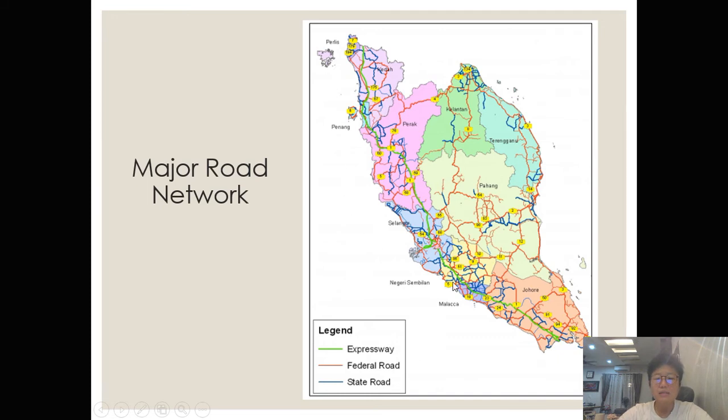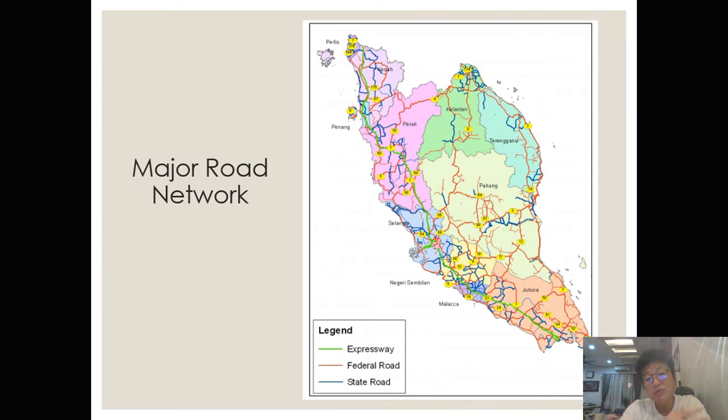Then we come down to Malacca. The next one is Singapore, which is not part of us, so it's omitted from this Malaysian major road network map. Negeri Selat. So these three started off the interest of the British and the rest of the Europeans to come to us. So it is not surprising that the road networks are more heavily developed on this end.